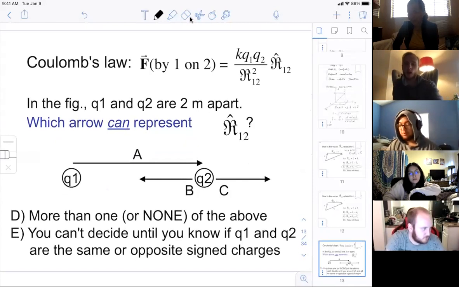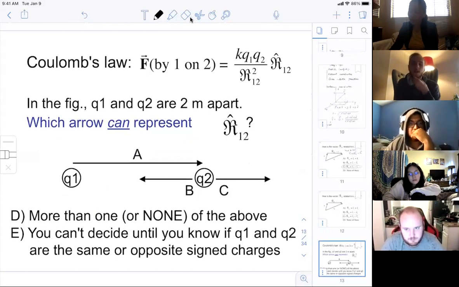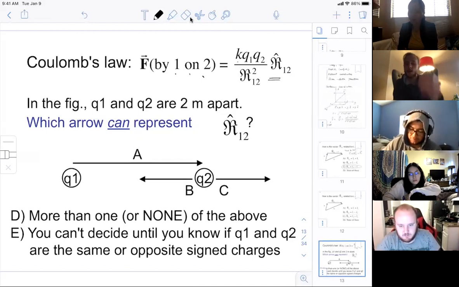physics course, 1520 or 133. That's our Coulomb's law, right? Coulomb's law is saying that the force acting by charge 1 on charge 2 can be represented by using this constant, Q1 times Q2, the charges, divided by the distance squared, and the direction is R12 hat.